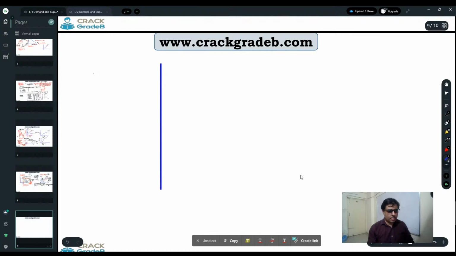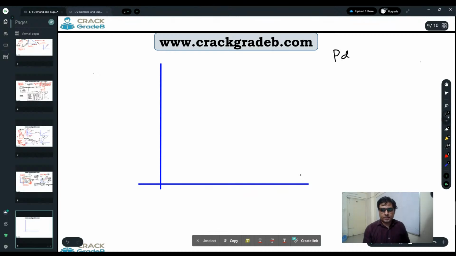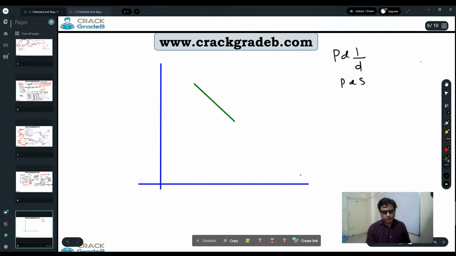Now we are going to take both on the same graph. And while taking both, price is inversely proportional to the demand and price is directly proportional to supply. So if we have to draw the demand curve, we know that the demand curve will shift, move in the downside. So this is your demand curve.